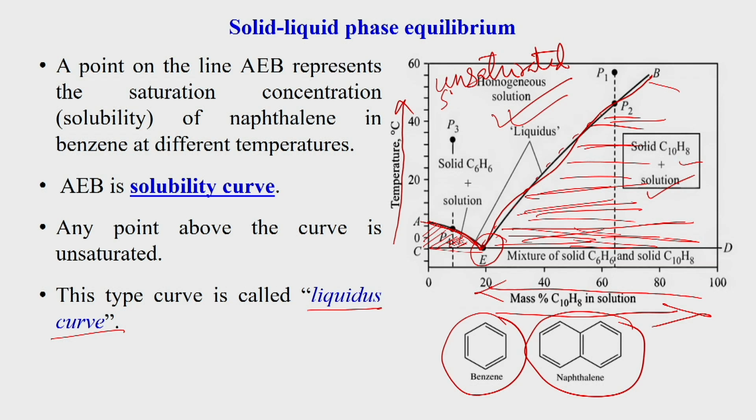It is unsaturated because in that zone the solution will demand more solute to be dissolved, as the temperature is very high. Below this curve it is all saturated, and based on the composition a certain amount of solid will separate from the solution mixture. Below C, E, D, at any composition and at that temperature, the mixture will always be in the solid form.